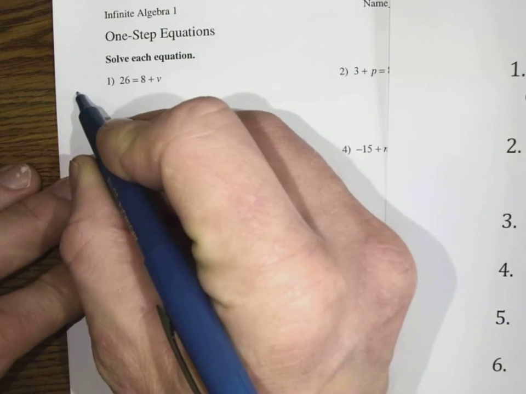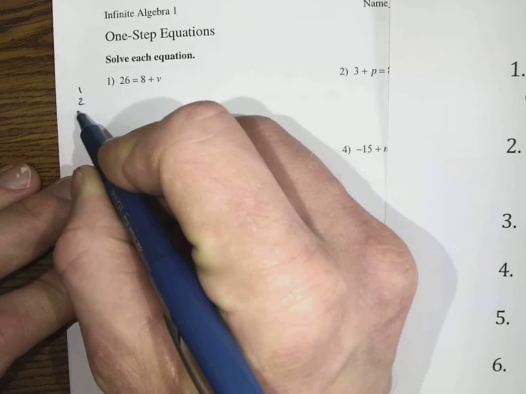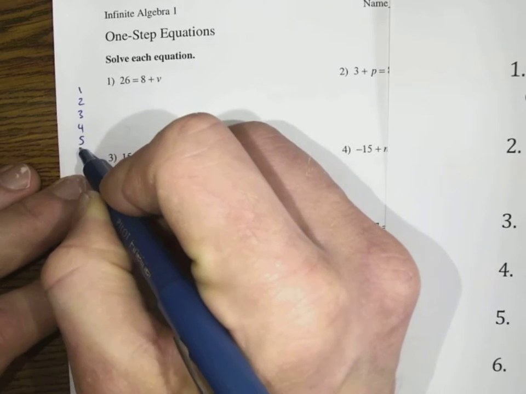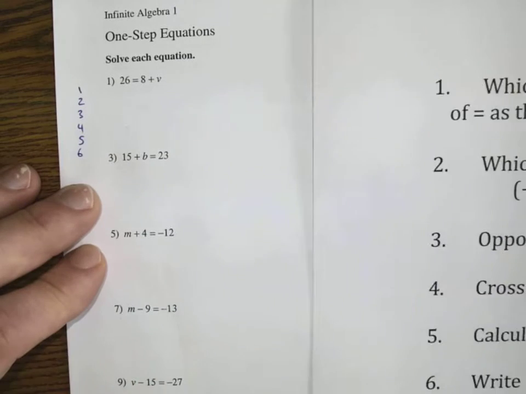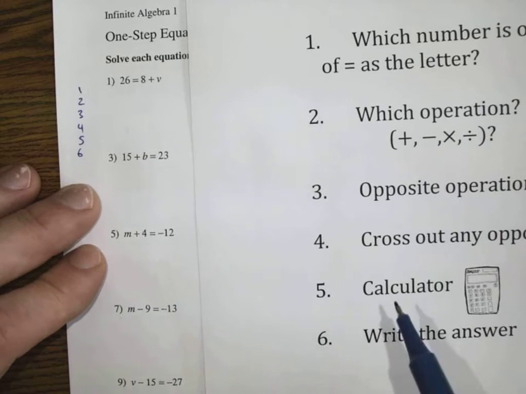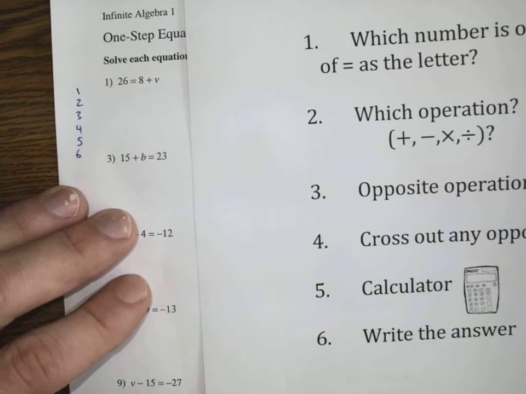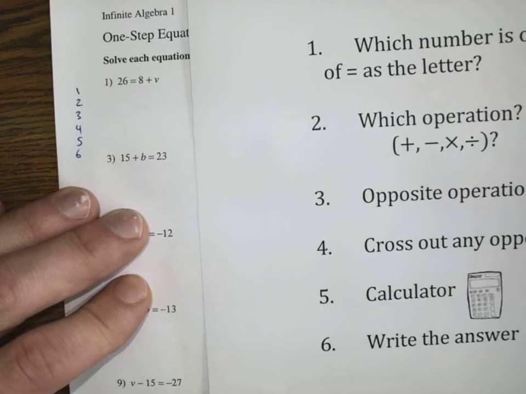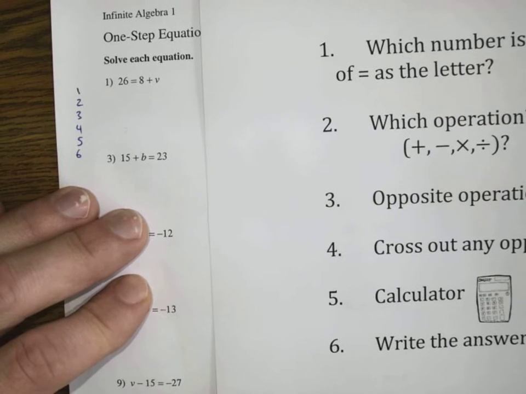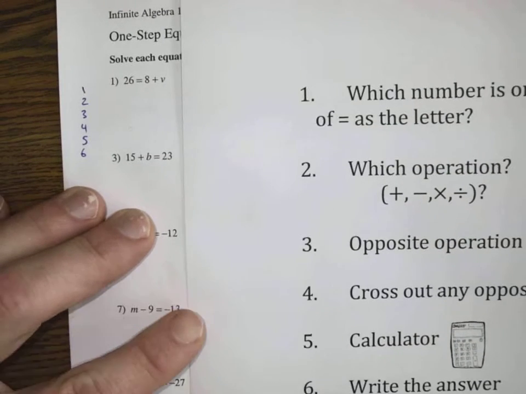And I'm going to write down the numbers 1, 2, 3, 4, 5, and 6 on the left here, and I'm going to just put a tick next to them as we go through to help us keep track of which step we're on. I would like you to try to do the same when you're working through these questions yourself. All right. So let's look at question 1.